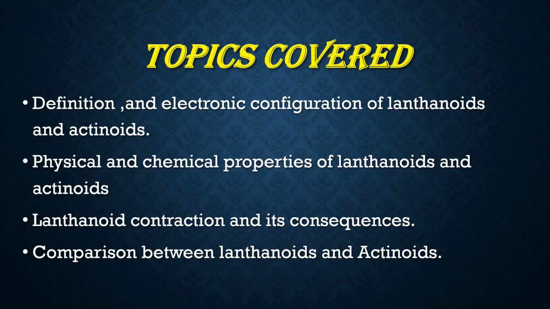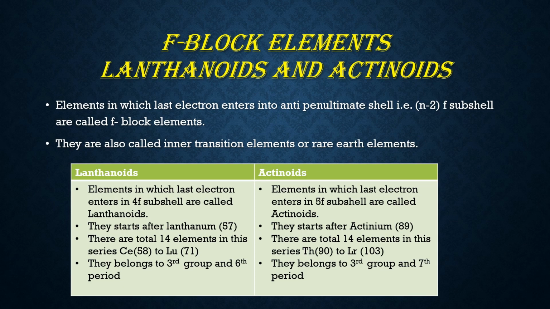So topics covered in this part are definition and electronic configuration of lanthanoids and actinoids, physical and chemical properties of lanthanoids and actinoids, lanthanoid contraction and its consequences, and comparison between lanthanoids and actinoids. So let us start our chapter with the definition of F block elements or lanthanoids and actinoids.